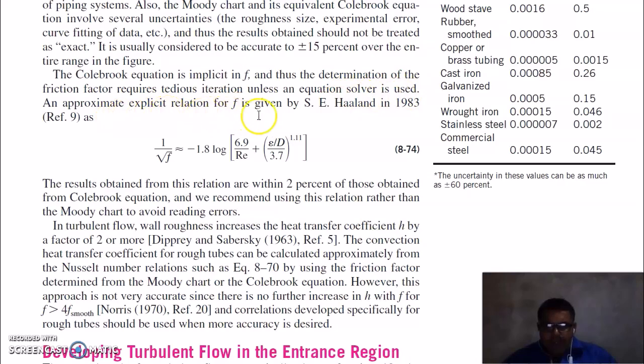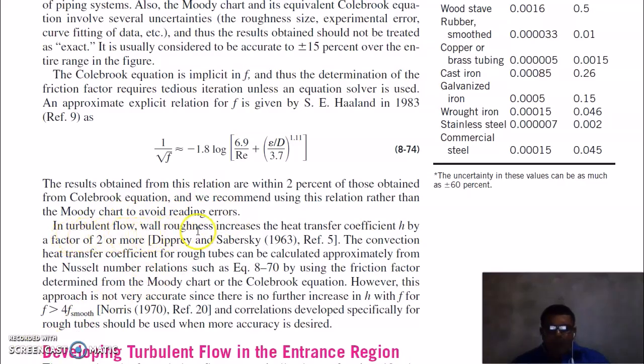So a better option is the S.E. Haaland in 1983 produced this equation, which is much better than the Colebrook equation. The results obtained from this relation are within 2% of those obtained from the Colebrook equation, and we recommend using this relation rather than the Moody chart to avoid reading errors.